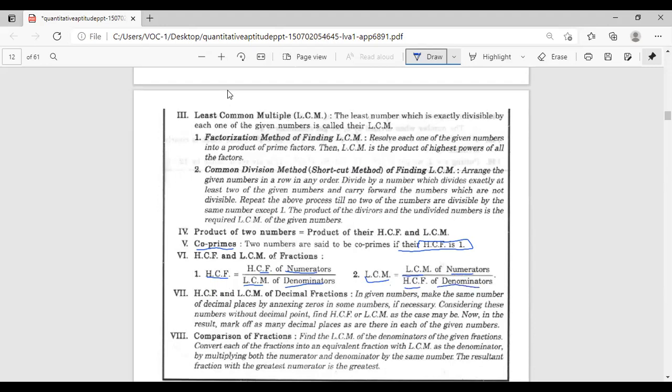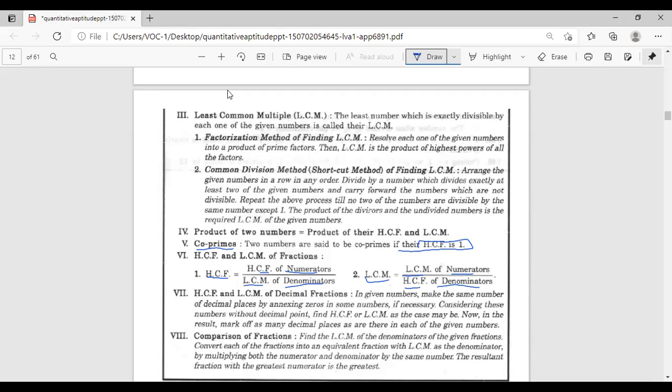HCF and LCM of decimal fractions: in the given numbers, make the same number of decimal places by annexing zeros in some numbers if necessary. Considering these numbers without the decimal point, find HCF or LCM as the case may be. Now in the result, mark off as many decimal places as there are in each of the given numbers.